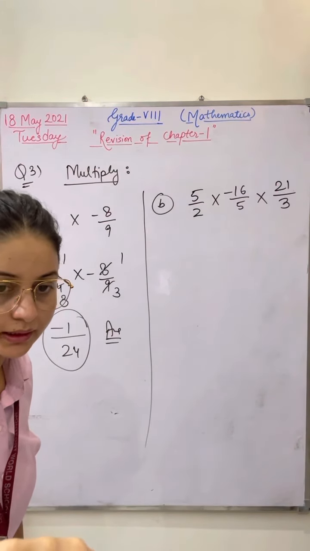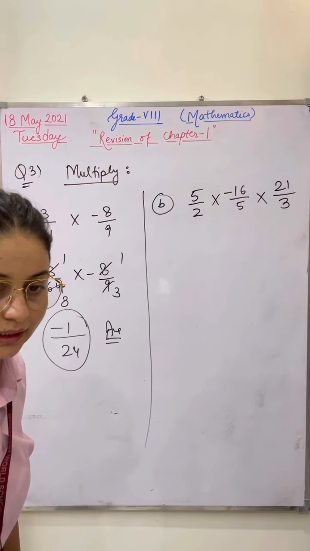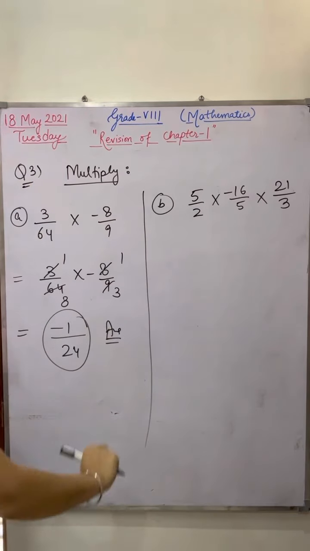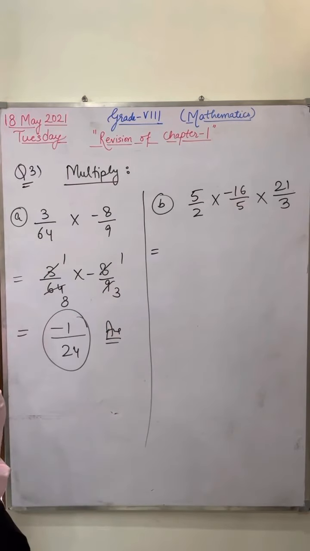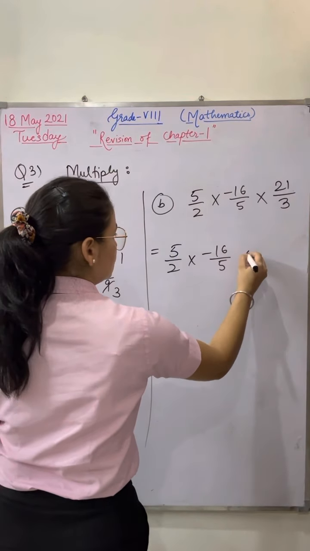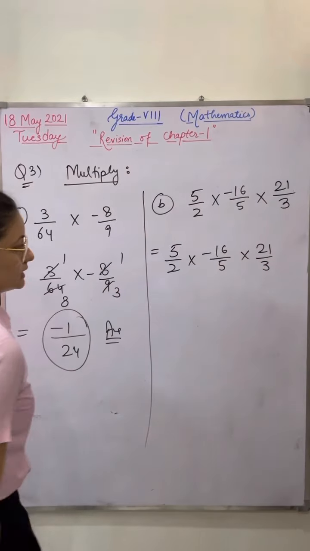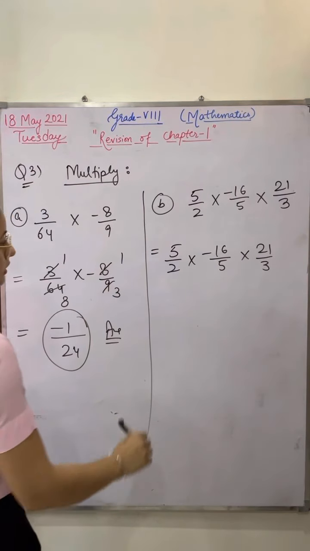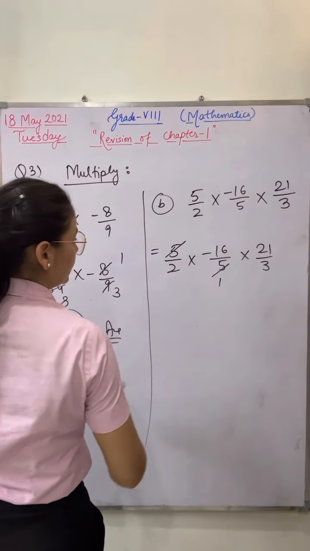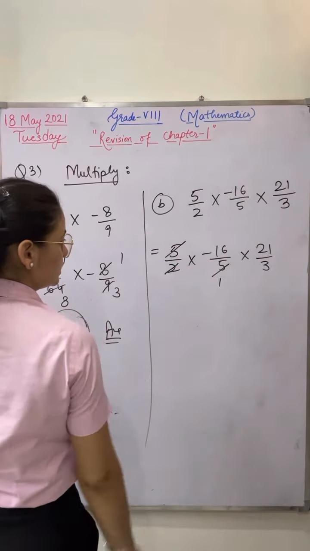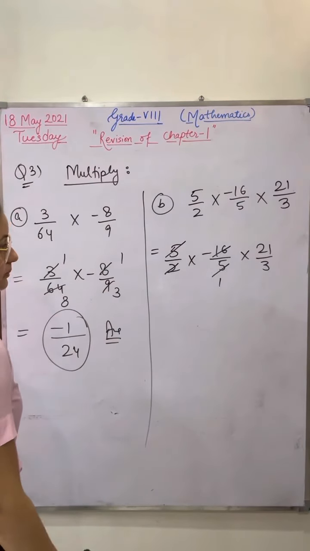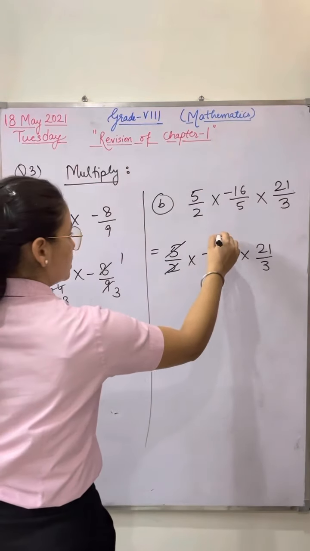Next student, Lakshita, please come on the mic quickly. Good morning, ma'am. Please tell me, Lakshita, how we can solve this question. Ma'am, first we will cancel 5 upon 2 and minus 16 upon 5. 5 and 5 will get cancelled. 2 will get cancelled with 16, on which table? 2 eights are 16.